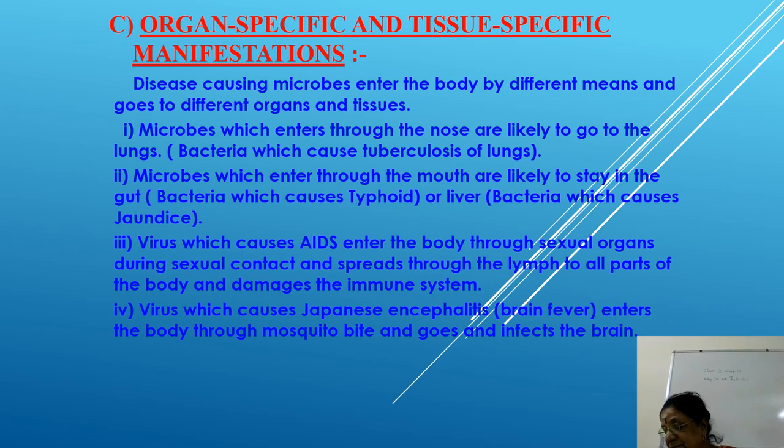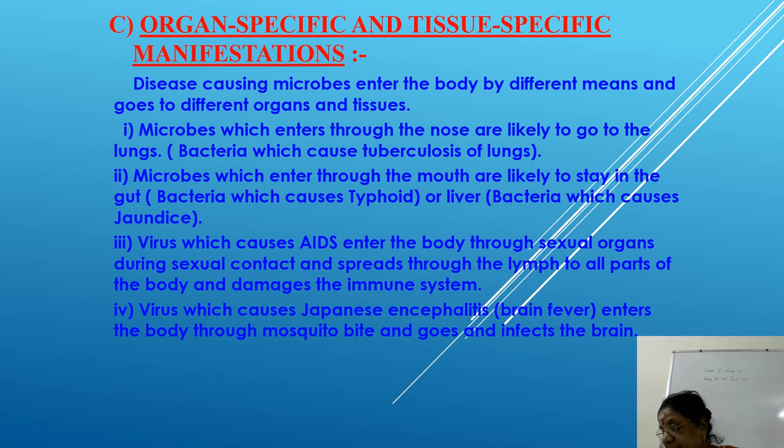Same way, the malaria causing microbe entering through mosquito bite will go to the liver. These are organ specific. And then to RBC. The virus causing Japanese encephalitis or brain fever will similarly enter through mosquito bite. So we say the disease causing germs can enter the body, and it can be tissue specific or organ specific.